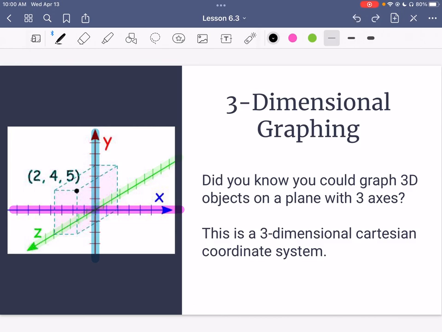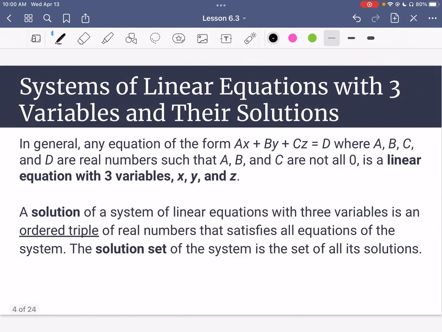So when we graph in 3D, we actually have coordinate points that have an x, a y, and a z coordinate. And you're going to see in today's examples, when we're using systems of equations with 3 variables, we're going to end up with solutions that have x's, y's, and z's. Again, you don't have to worry about what this actually looks like graphically, but this just shows you a very, very basic intro to that.